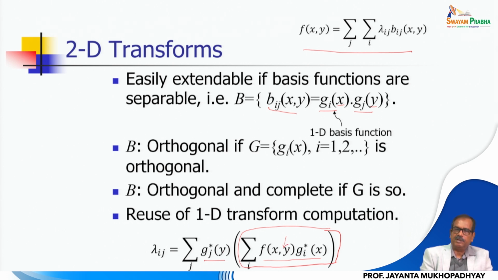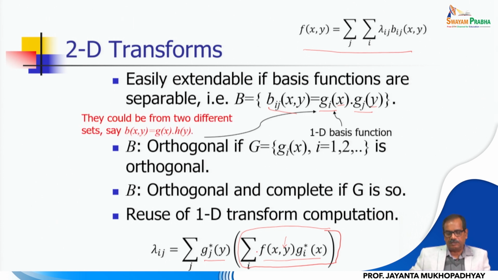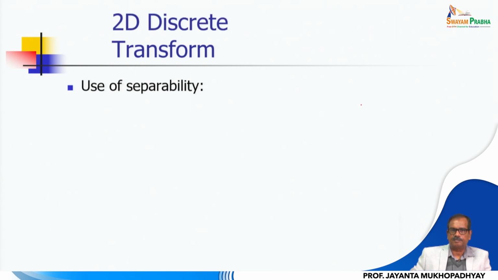So, the same computation, because it is the same type of computation you are applying. If I develop a module for computing a one-dimensional transform, the same module can be repeated in this case. So, in the 2D discrete form, how it is useful, we will be discussing this. You should note here that though we have used similar symbols, they could be of completely two different sets. They may not be of the same sets.